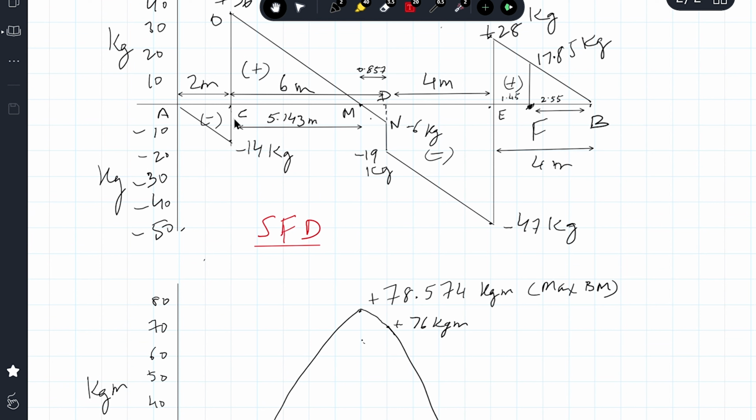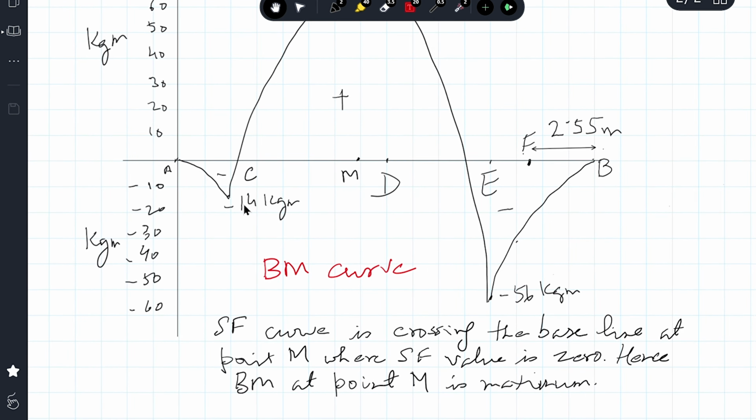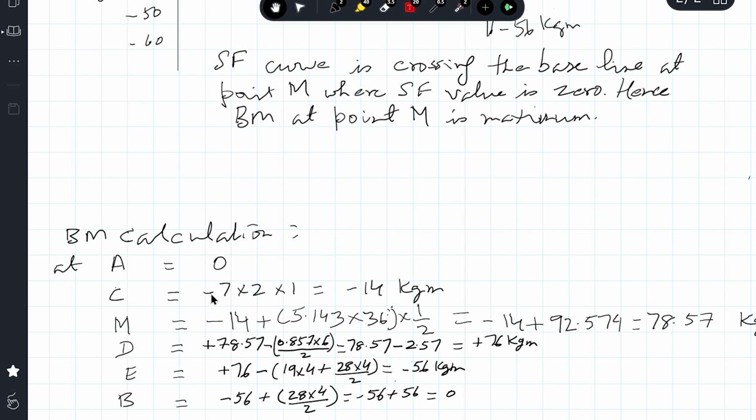The next point is C. To the left of C, we have a triangle. This AC is the base of this triangle and this is a height. So area of this triangle is half base, which is 2 meters, and height is 14. This height is 14. So at C, the bending moment will be minus 7 into 1, minus 14 kg meter. Okay. And then the next point is M.